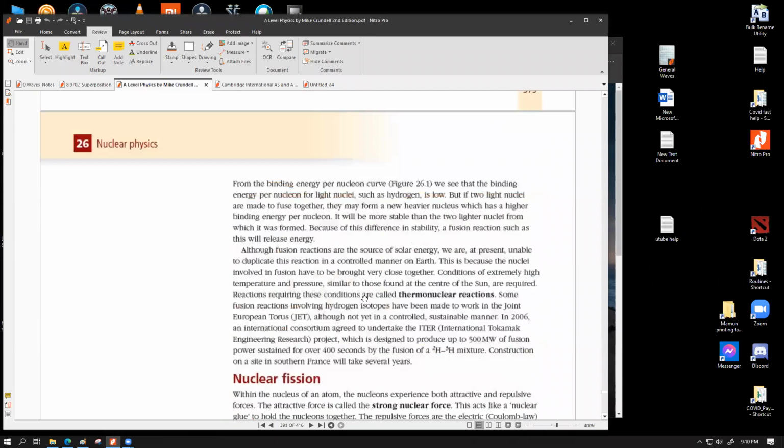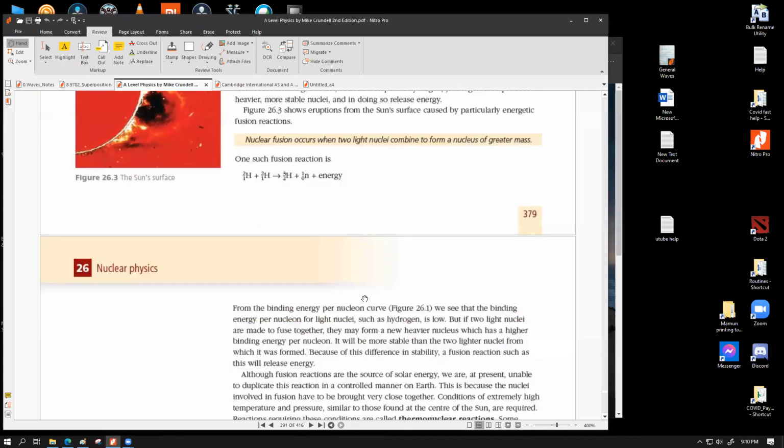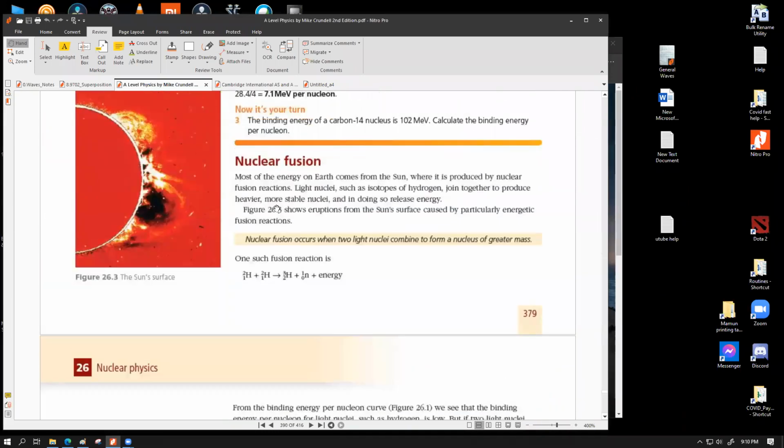So we're gonna use this book for the later part of the discussion. So we have example for nuclear fusion over here, where 2 deuterium is converting into helium-3 and producing 1 neutron in energy.